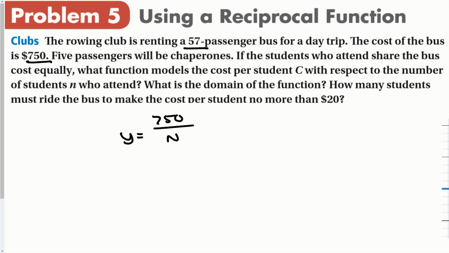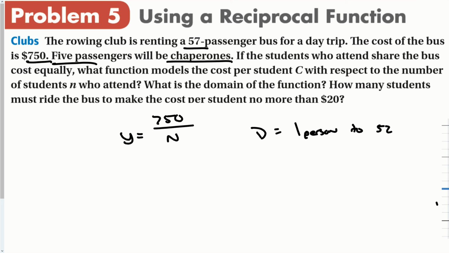So the domain of this has to be, well, it could be from 0, but that doesn't make any sense. Why would you rent a bus for 0 people? Interval notation is not the best way to do this. So the domain is going to be from 1 person to how many people? Well, 57 people. The bus holds 57, but 5 of them are chaperones. So that means that only 52 people are going to pay.